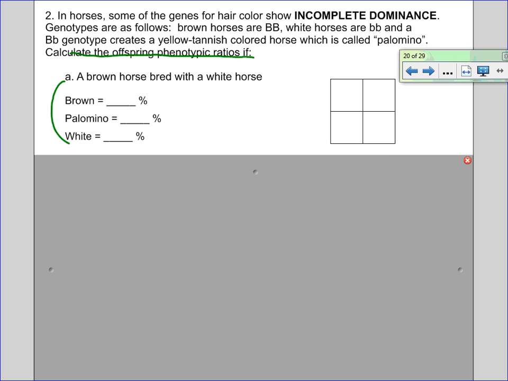Four different phenotypes. With the horses, they're specifically three. You could be a brown horse, you could be a palomino horse, you could be a white horse. So now let's take a look at these combinations. We're looking at a brown horse breeding with a white horse.